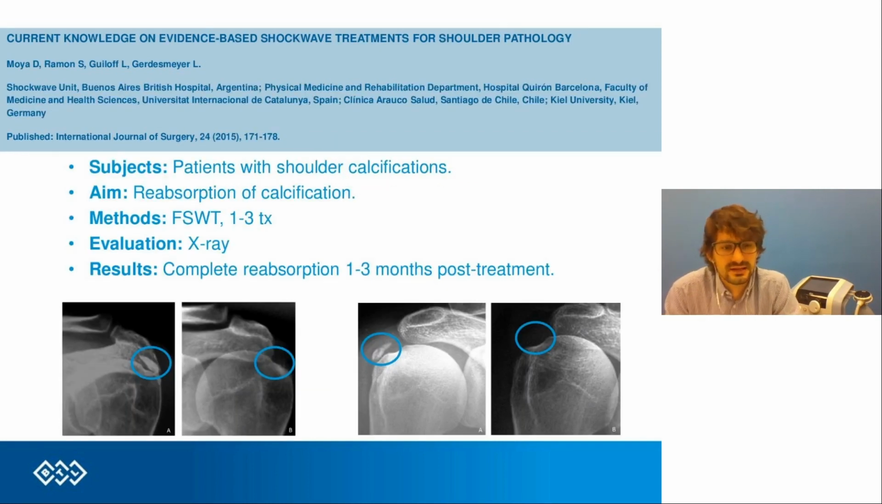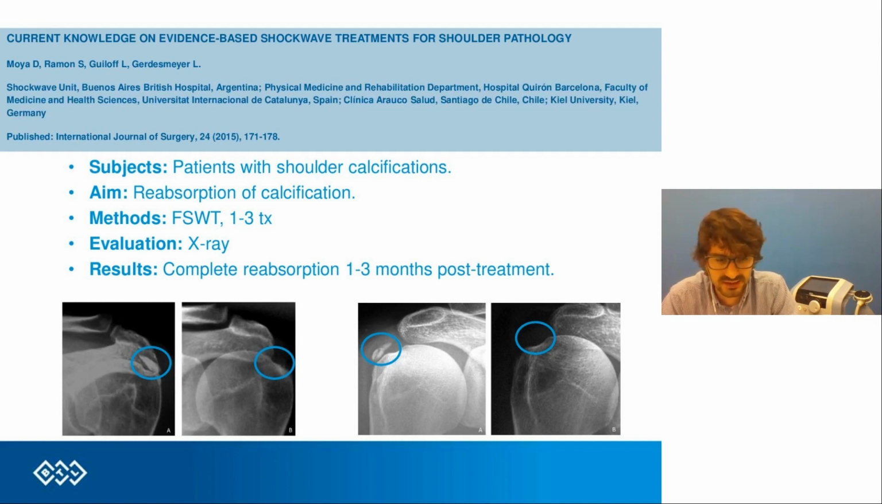This is another nice study regarding the calcifications. Basically, you can see on these patients that they were treated with the focused shockwave, and the X-rays were taken before and after performing the treatment. The first one on the left is a female patient who was 42 years old, and both of these were calcifications in the supraspinatus muscle.